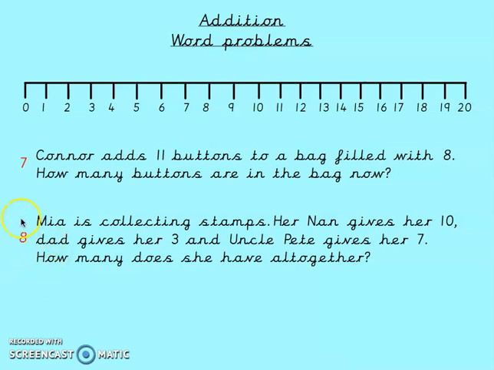And the final question, question 8. Mia is collecting stamps. Her nan gives her 10. Dad gives her 3. And Uncle Pete gives her 7. How many does she have altogether? That's quite a tricky one there. You have to read that one really carefully. Okay, so that's your challenge question.